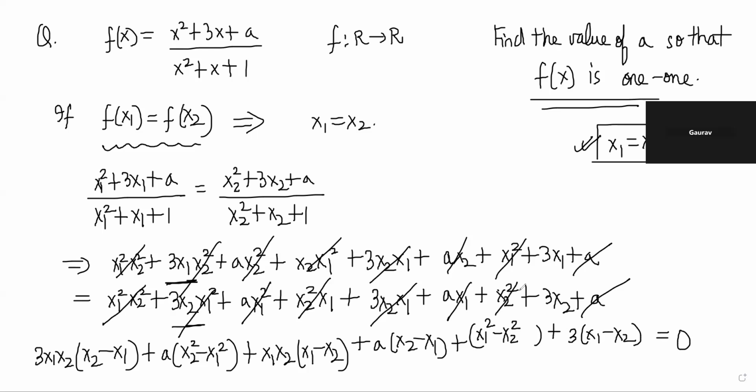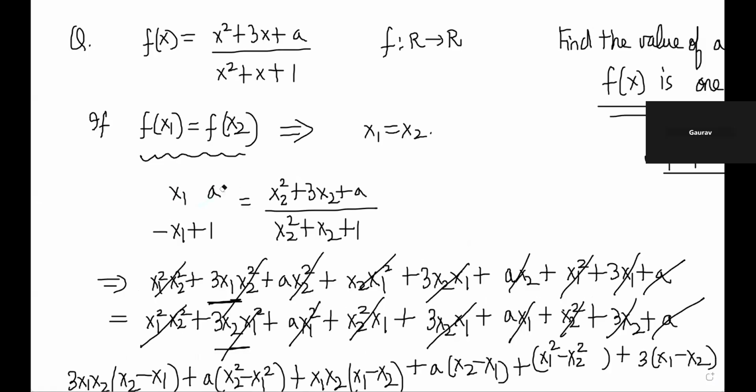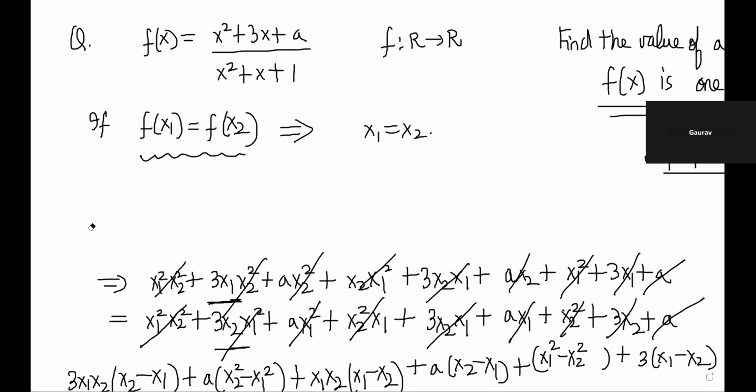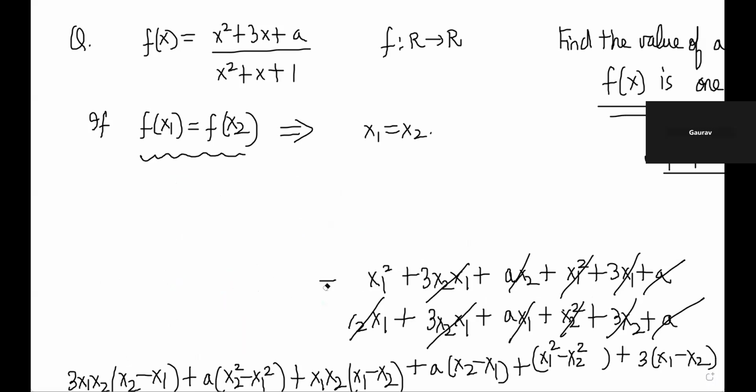Okay, so now I will take x1 minus x2 or x2 minus x1, whichever one, outside and try to see what is coming inside that bracket, right?